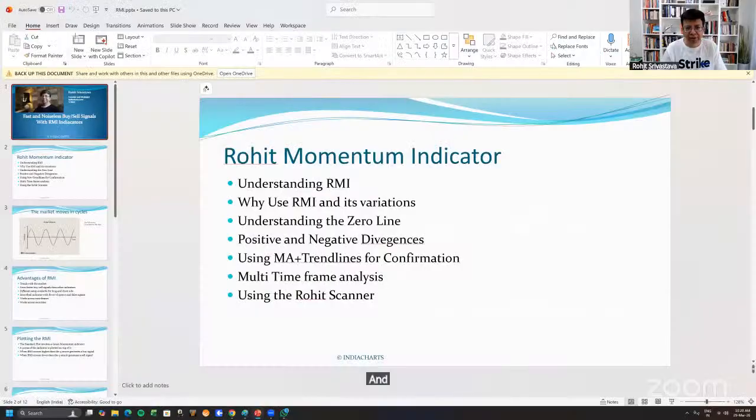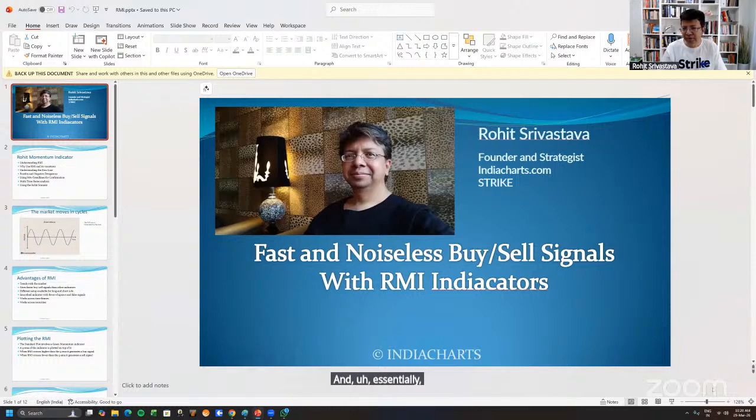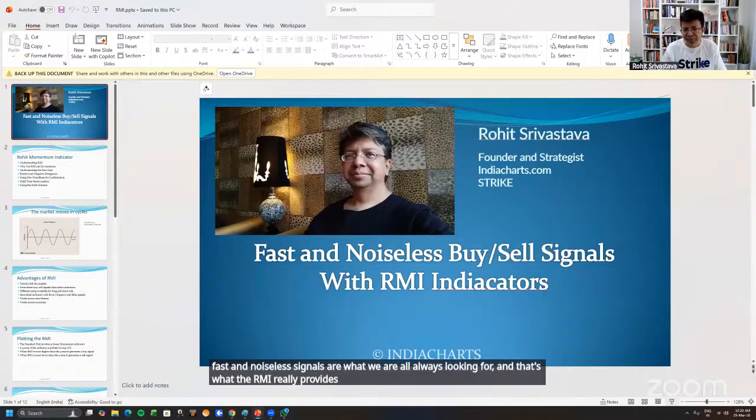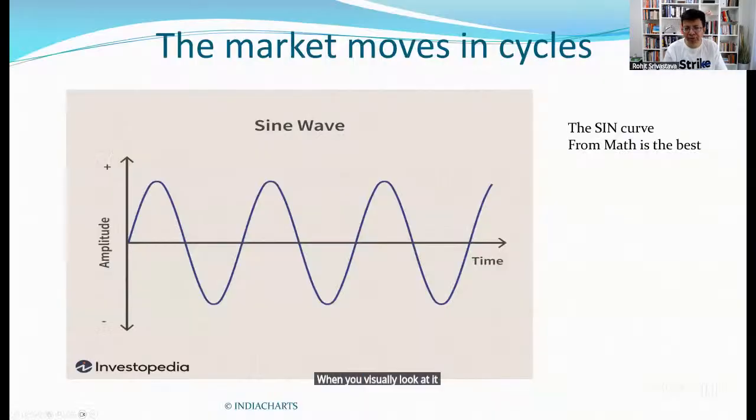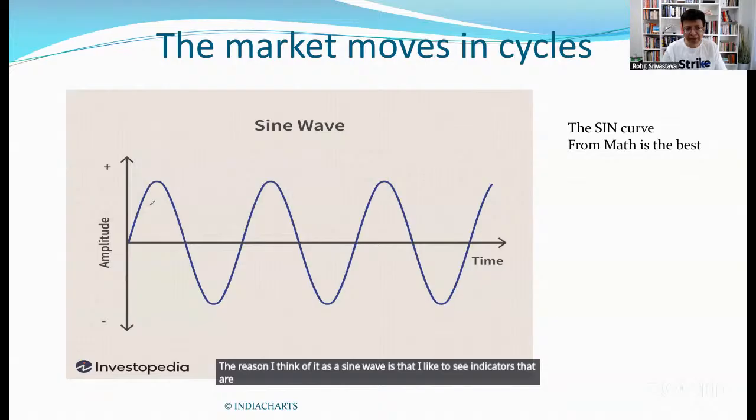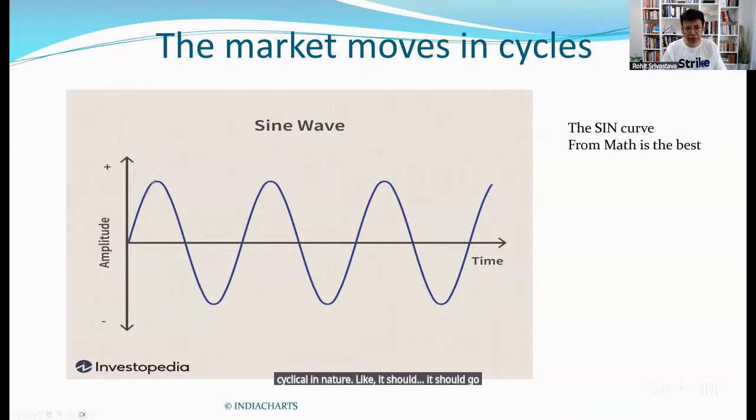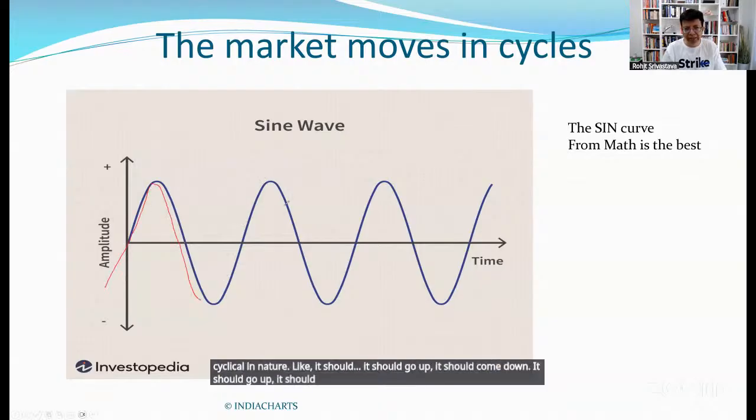So with that, the RMI indicator, and let me start sharing my screen so that we can actually go to that place. Essentially, fast and noiseless signals are what we are always looking for, and that's what the RMI really provides. When you visually look at it, I always think of the RMI as a sine wave. The reason I think of it as a sine wave is that I like to see indicators that are cyclical in nature. It should go up, come down, go up, come down, and each thing is a cycle.